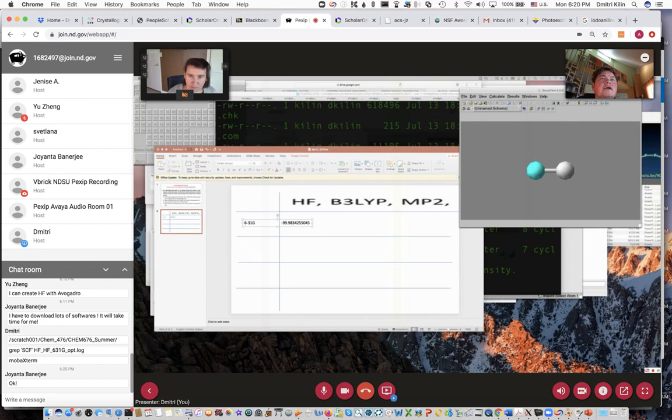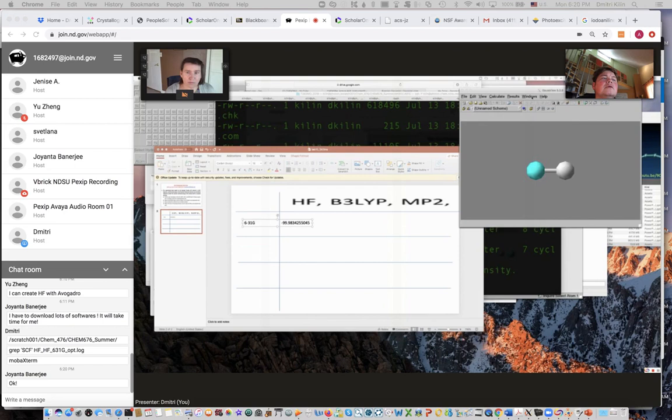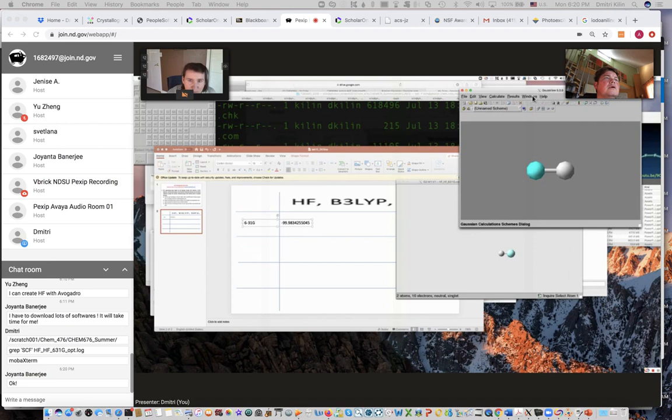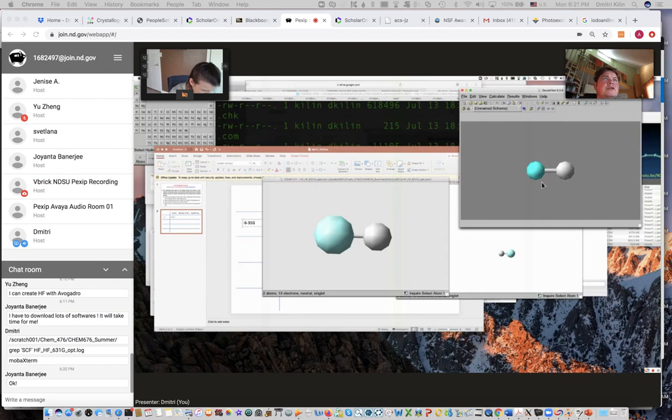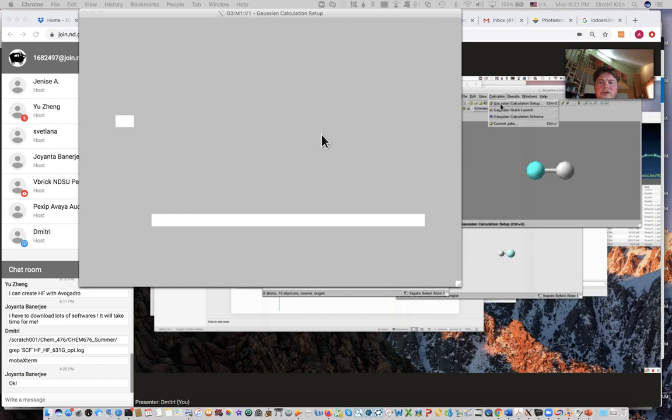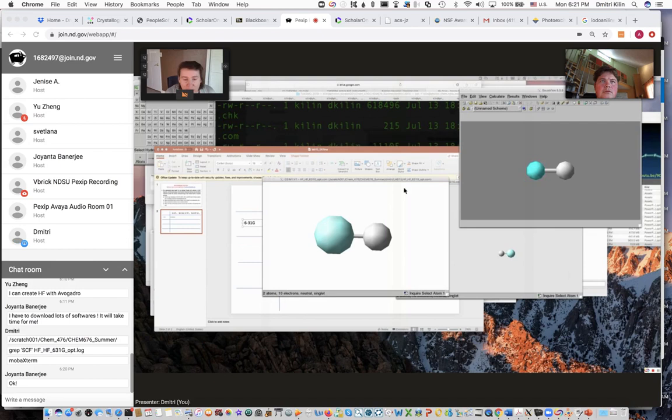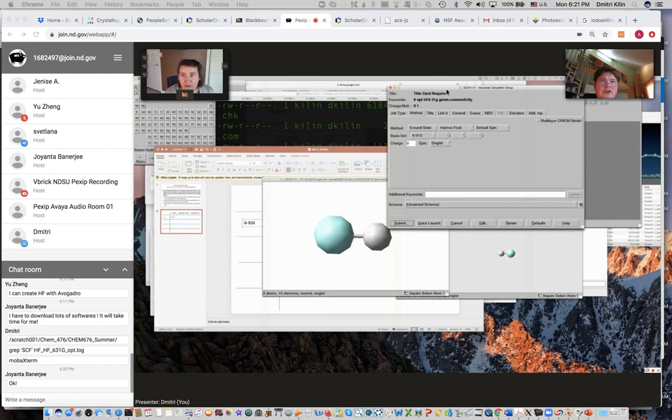Okay, so selecting the one which was optimized and resetting, making the Gaussian calculation setup. And yes, what were the block times for you? I didn't measure it. I will submit a couple of jobs and then analyze bond length.